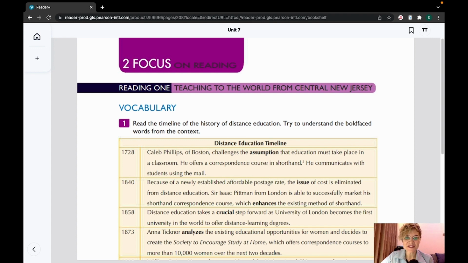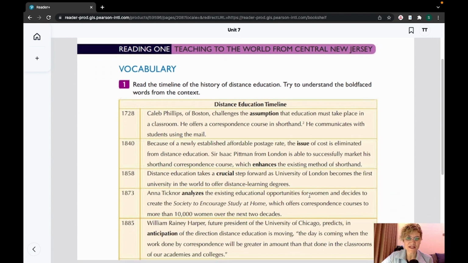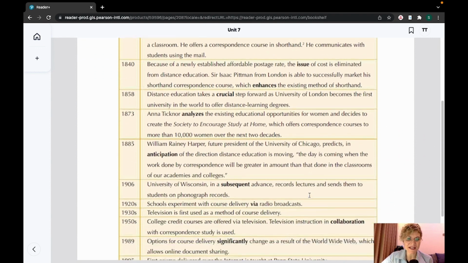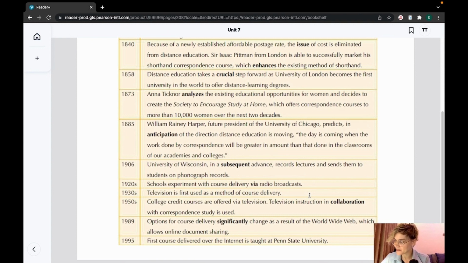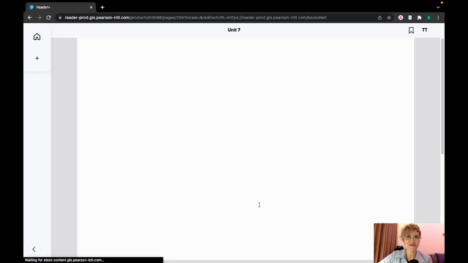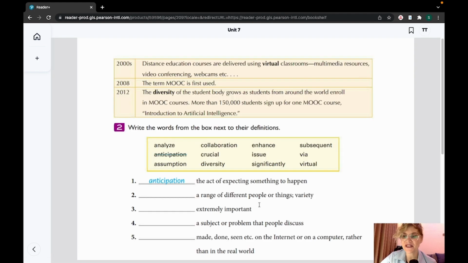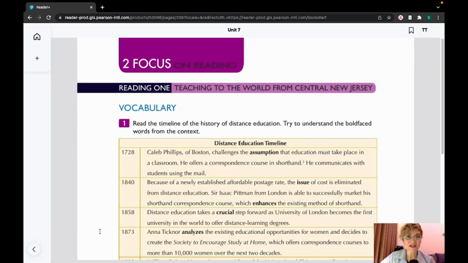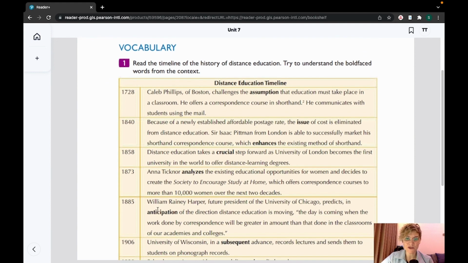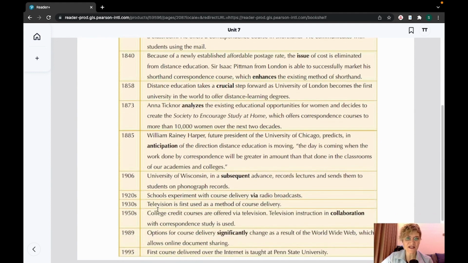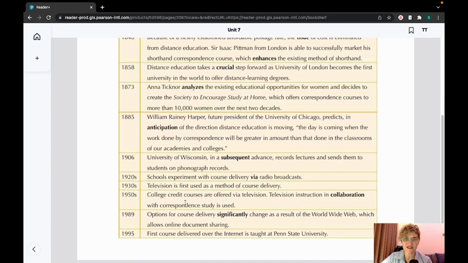The vocabulary today is distance education timeline that we can see from 1728 all the way up till 1995. On the next page, it's until 2012. We see a lot of bold-faced words here. On this page here, we see the word virtual and diversity. And in the page before, we see the words assumption, issue, enhances, crucial, analyzes, anticipation, subsequent, via, collaboration, and significantly.